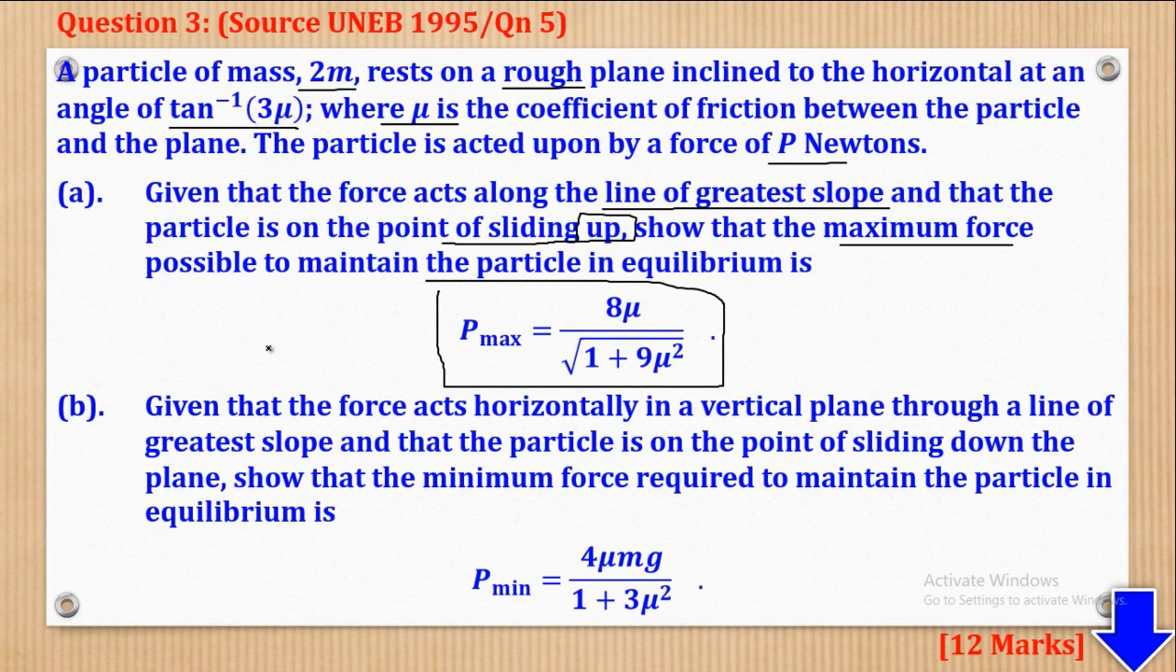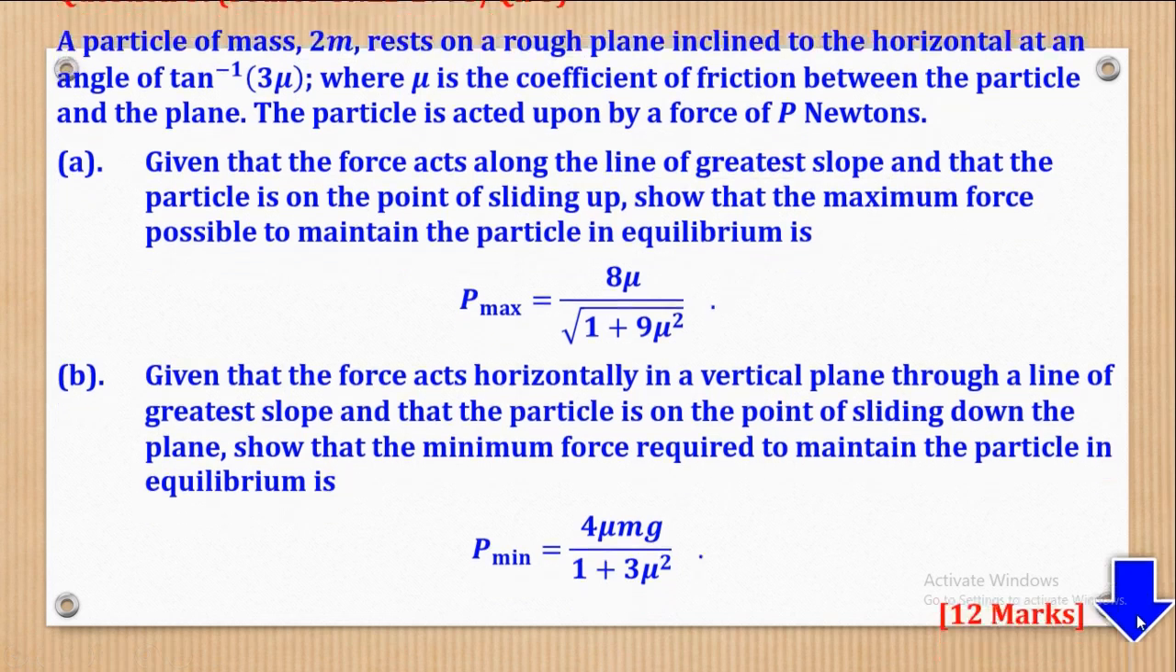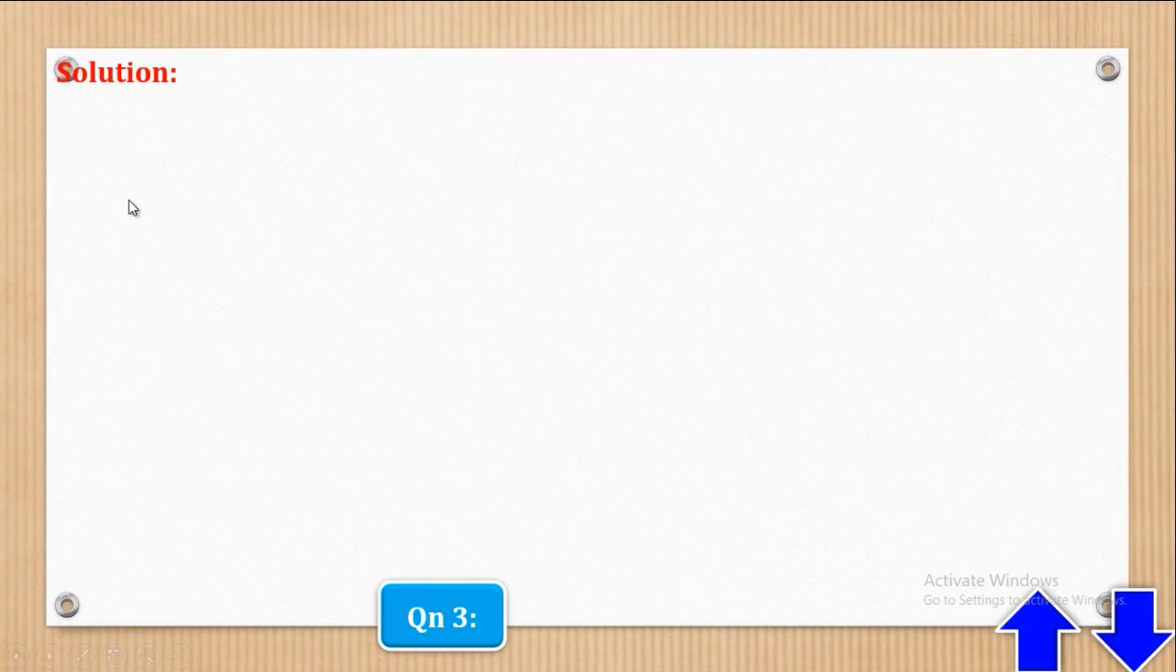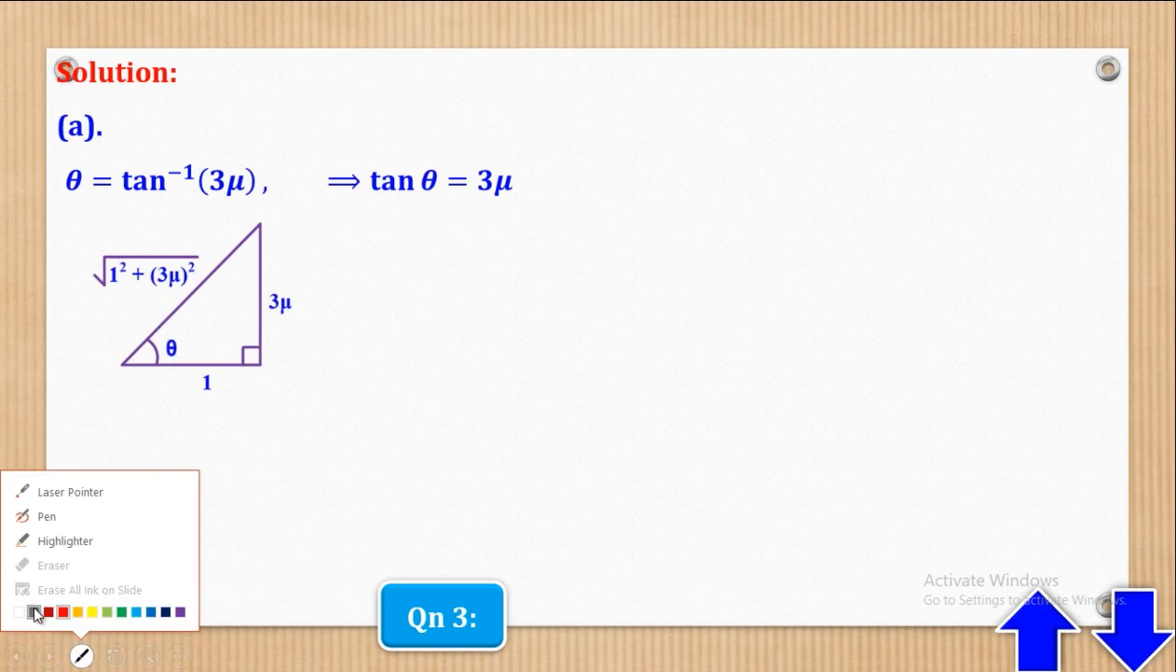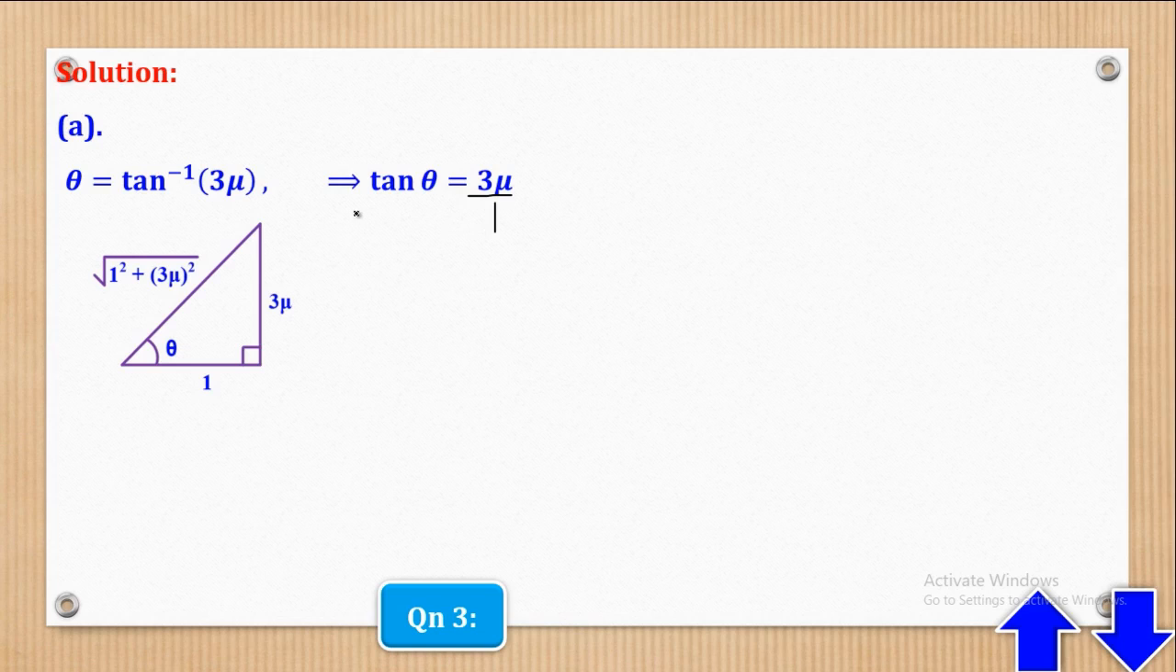So I think let's start with part A. For part A, we are told that the inclination is arctan of 3 mu. So when I make 3 mu the subject, I'll come up with tan theta being equal to 3 mu. Then from there I'll come up with a triangle, because tan is equal to opposite over adjacent. Therefore, this is the same as 3 mu over 1. Therefore, opposite is 3 mu and adjacent is 1. Therefore, when I use Pythagoras theorem, I'll come up with my hypotenuse as square root of 1 squared plus 3 mu squared.